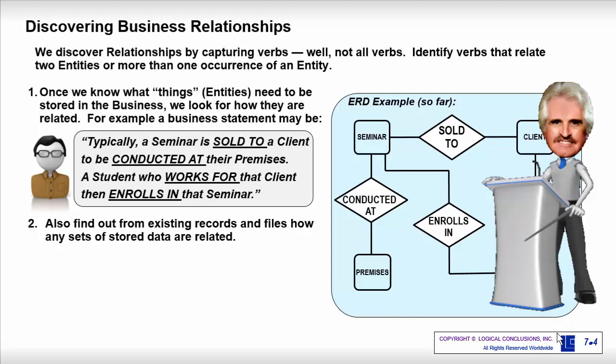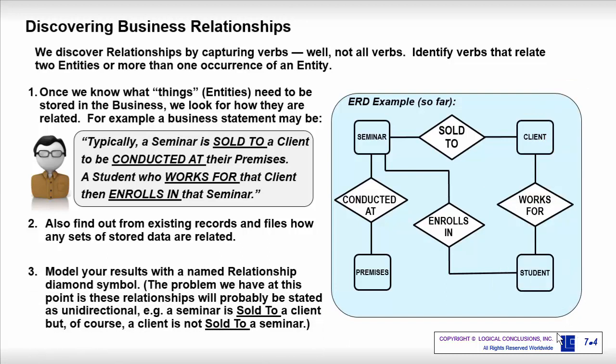For example, parts and their locations as two columns on a report. I like to look for compound keys needed for access to a record. For example, if I need an employee name and a project name to get to billing hours, then there is probably a relationship between employees and projects. Model your result with a named relationship diamond symbol.